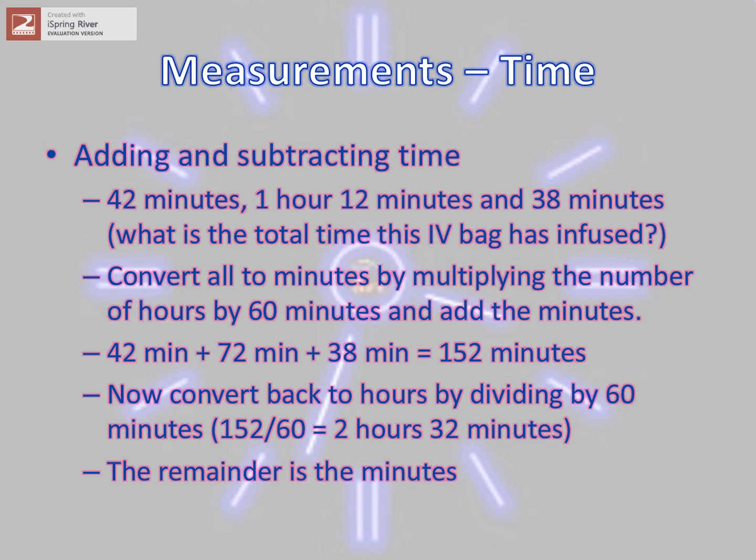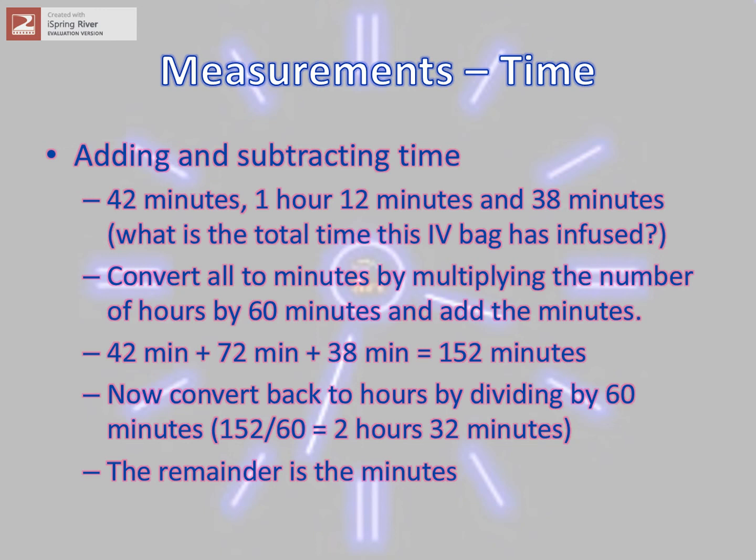So, 42 minutes, an hour 12 minutes, and 38 minutes. What is the total time this IV bag has infused? Well, first you're going to convert them all to minutes by multiplying the number of hours by 60 and then adding the minutes. So 42 minutes stays 42. 1 hour 12 minutes: 1 times 60 is 60, add the 12 is 72. You get 72 minutes, and 38 minutes stays the same.